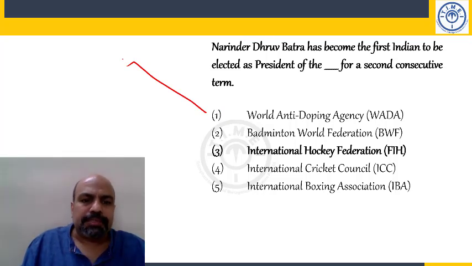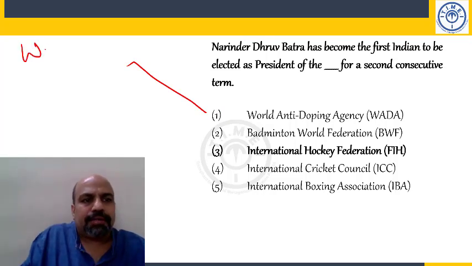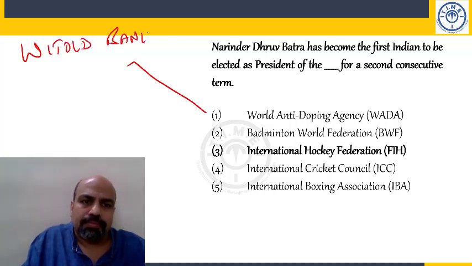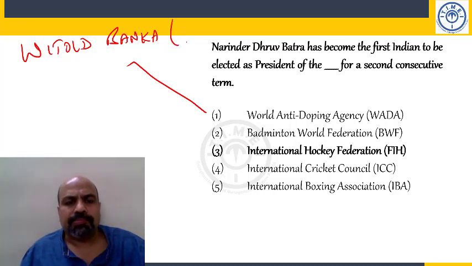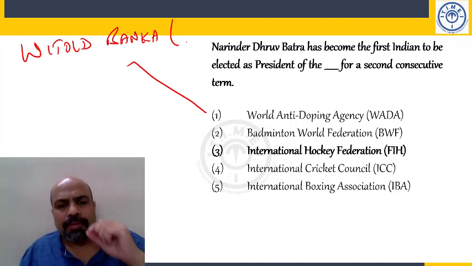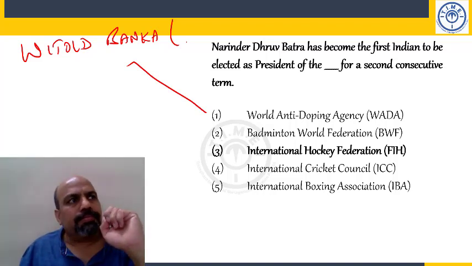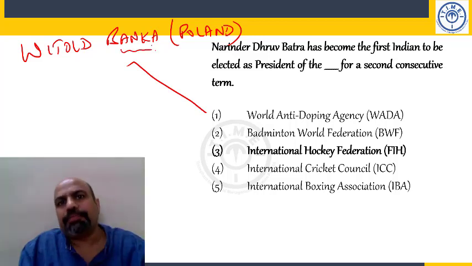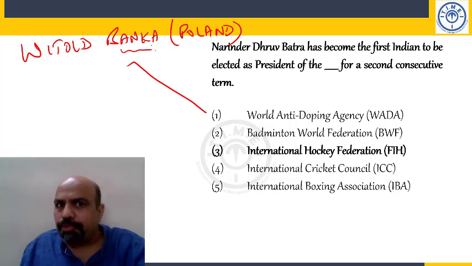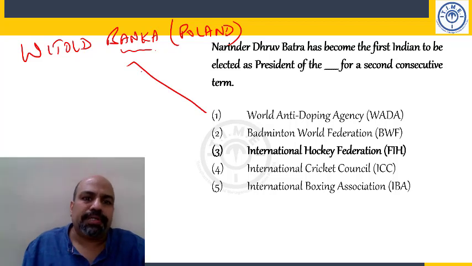World Anti-Doping Agency, Witold Banka. And this guy is from, I'm not very sure, but Banka is a Polish name, so he's from Poland. Only people of Poland have this name, Banka.